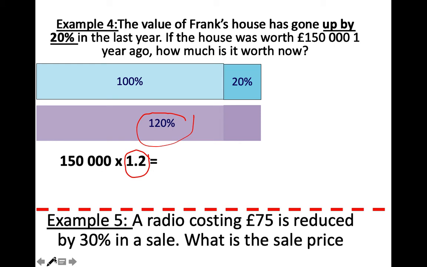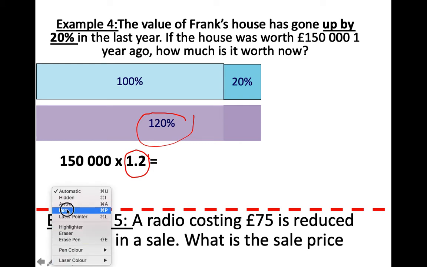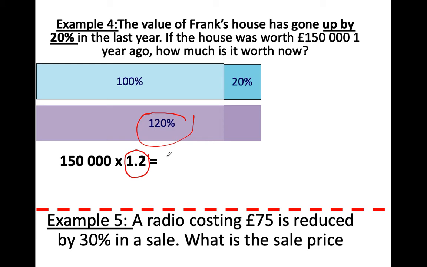I'm going to ask my Alexa for the answer. Alexa, what is 1.2 multiplied by 150,000? 1.2 times 150,000 is 180,000. So my Alexa told me my answer was 180,000. Now keep this example in mind because we're going to be going over this kind of question soon, which is a reduction question.